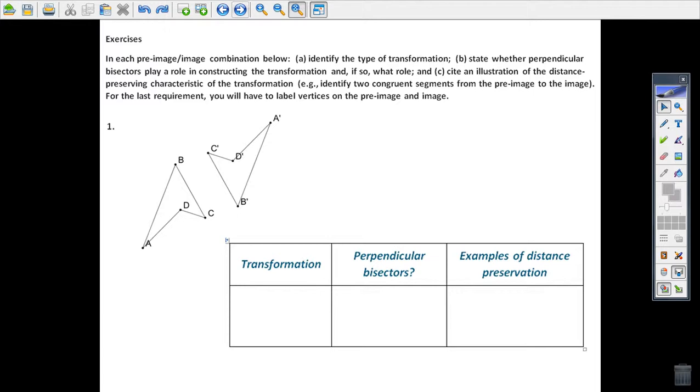So for example, on number 1, distance preservation would be that the distance from A to my line of reflection is the same as the distance from A prime to my line of reflection, if it were a reflection, which this one isn't. Right. Okay. So, work with your partner on that. I would give you about maybe 3 or 4 minutes on each one, and then I'll show you what the answers are.